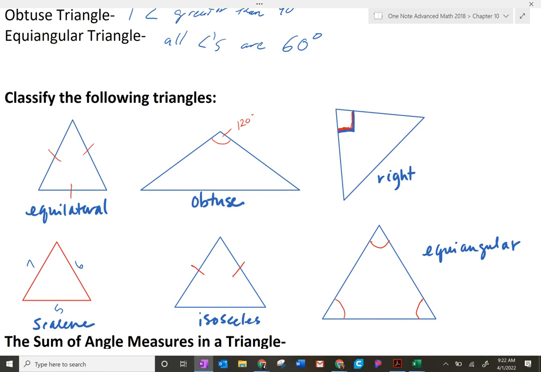Are we supposed to draw these? If you want, you don't have to. If you know what they are, go for it. If you don't, go ahead and draw it. But again, I'm going to post the notes as soon as this class is over too. Anybody need more time with pictures?